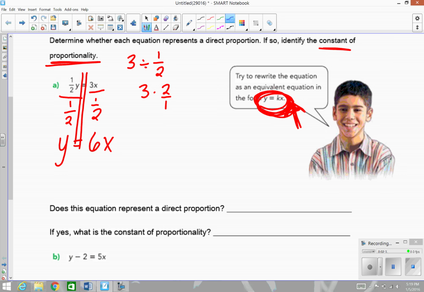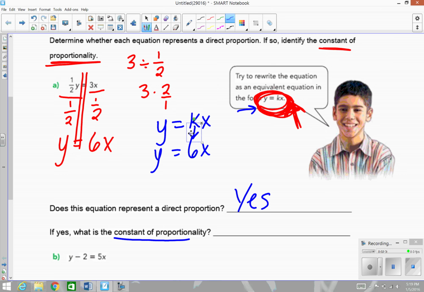What I need to assess now is if this is in the correct format. So we had said over here that my equation needs to be in y equals kx form. And the equation that we have here is y equals 6x. Do they match up? I would say so. So we would say that yes, this represents a direct proportion, and our constant of proportionality, k, is this 6 here. So we say that k equals 6. Feel free to pause, rewind, rewatch as we go so that you really have a good understanding of this, and then move on to example B.